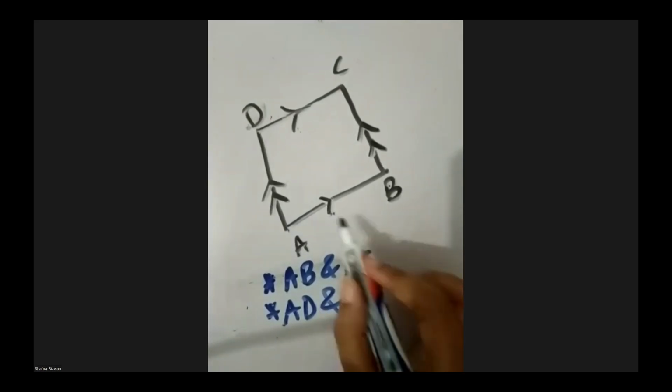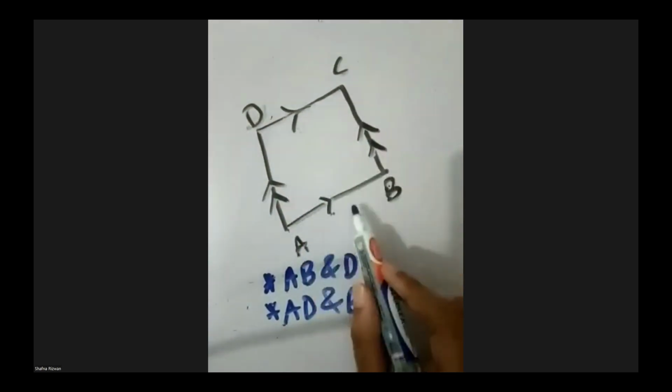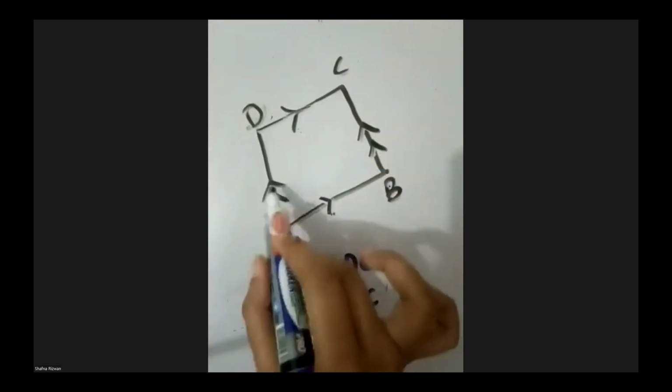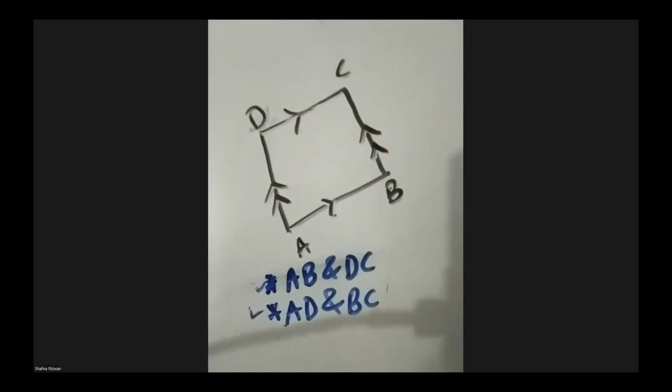Did you all understand? This arrow is parallel to this line. So both are the same. These two arrows mark the lines which are parallel to each other. So these are the two pairs. One is this pair and this is another pair. Did you all understand?